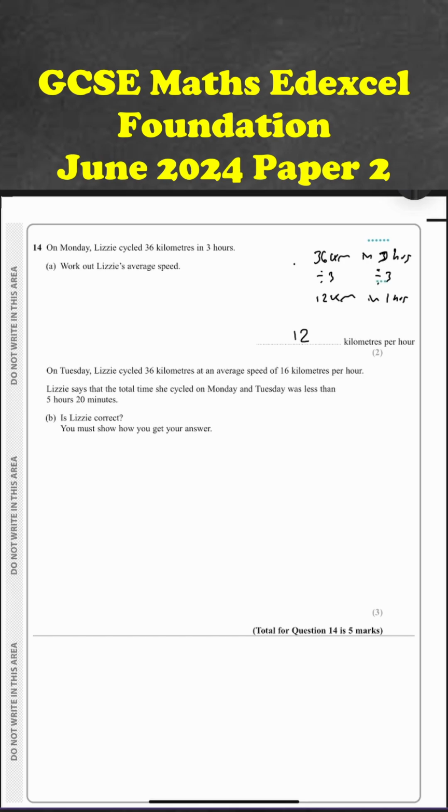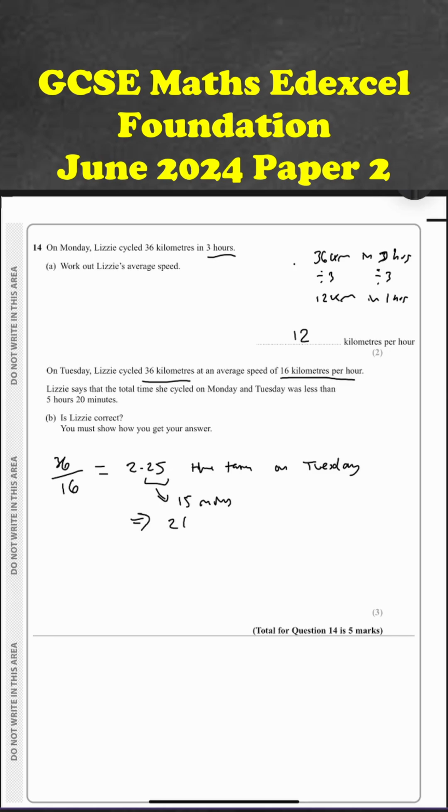On Tuesday, Lizzie cycled 36 kilometres at an average speed of 16 kilometres per hour. She says that the total time she cycled on Monday and Tuesday was less than 5 hours 20 minutes. Is Lizzie correct? You must show how you get your answer. So we already know she's cycled 3 hours on Monday, so we're only really interested in Tuesday. So 36 divided by 16, which I'll do on my calculator, is 2.25.